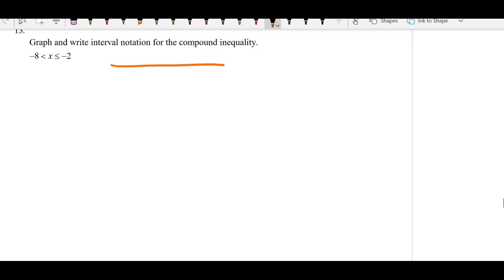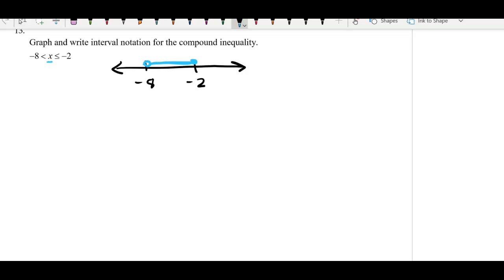So when I'm trying to graph that, I'm going to use the number line. So when I'm trying to graph this, I've got -8 somewhere here, -2 here. Now next to the -8, I have an open circle, and next to the -2, I have the equal to part, so that's a closed circle. And then I want all this stuff, x is all the stuff between those two numbers, so that would be my graph.